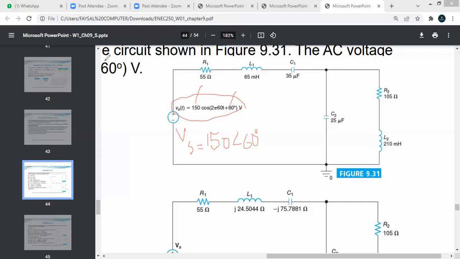Now moving towards the next part, that I have to convert. I convert my L1 using the formula j omega L1, so this value will be replaced by j 24.5. The capacitance value is always 1 upon j omega C1, so it will be replaced by minus j 75.78.